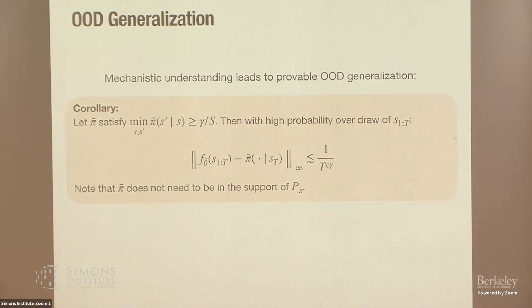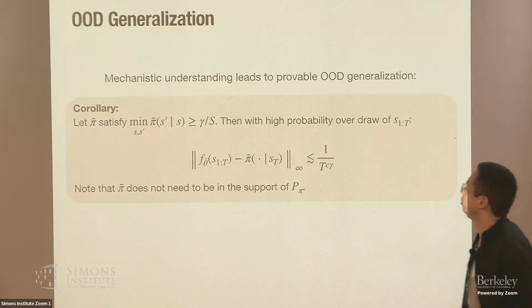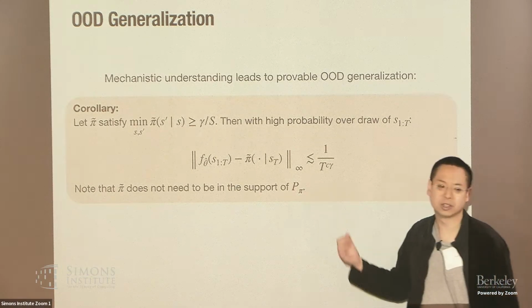I should say something about OOD. This is a workshop on domain adaptation. There is an OOD result. You can have pi tilde not be from the prior, so it's something unseen in the prior. It needs to satisfy the same mixing conditions. Then with high probability, you'll also be able to learn pi tilde, although you've never seen it before.